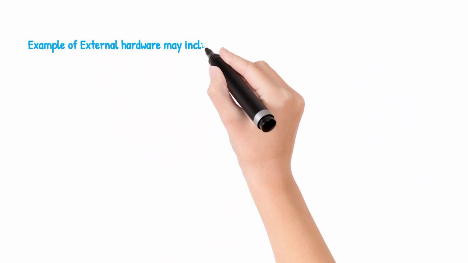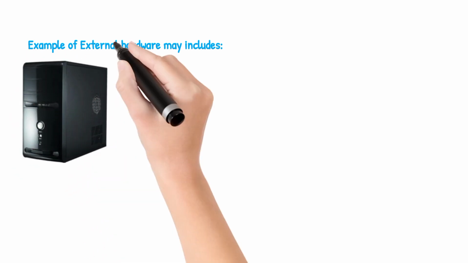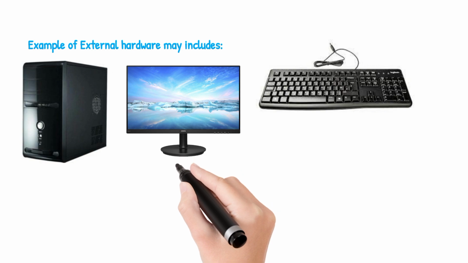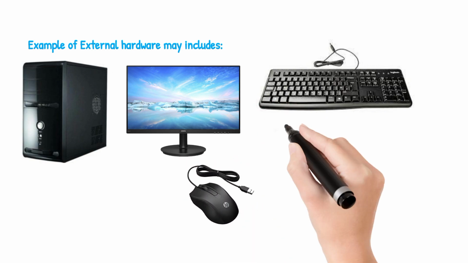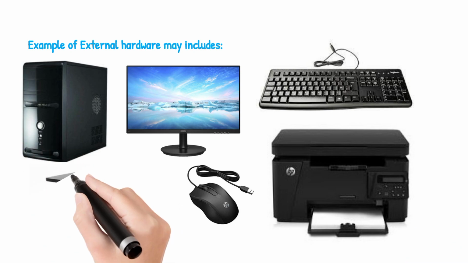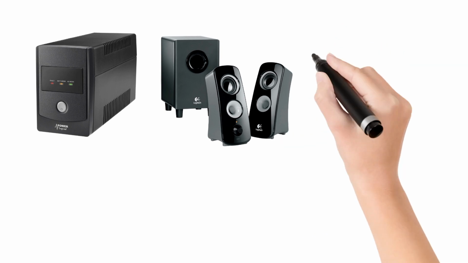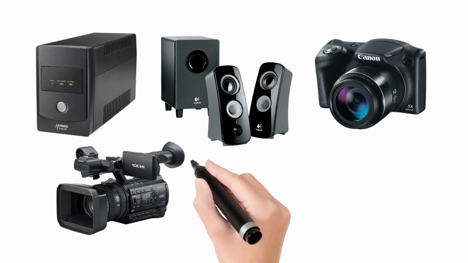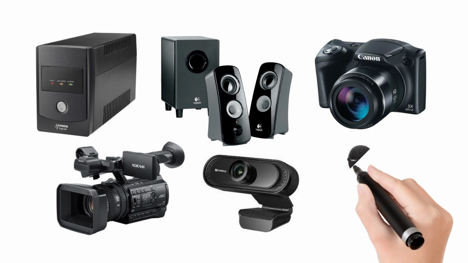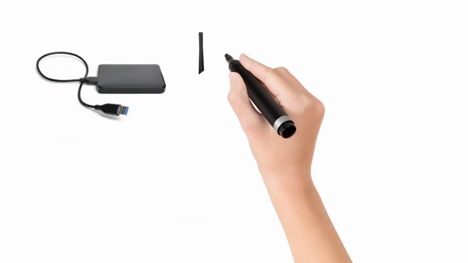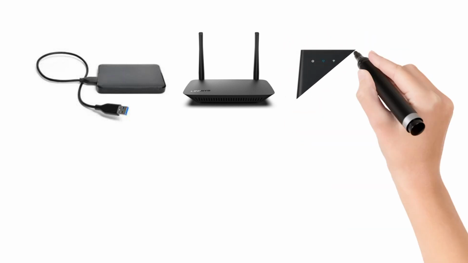Examples of computer hardware which we can put into consideration are system unit, monitor, computer keyboard, mouse or any other pointing device, printer, scanner, uninterruptible power supply, or for short you can just say UPS, speakers, digital camera, webcam, microphone, external node, external hard drive, and Wi-Fi router, just to mention a few.